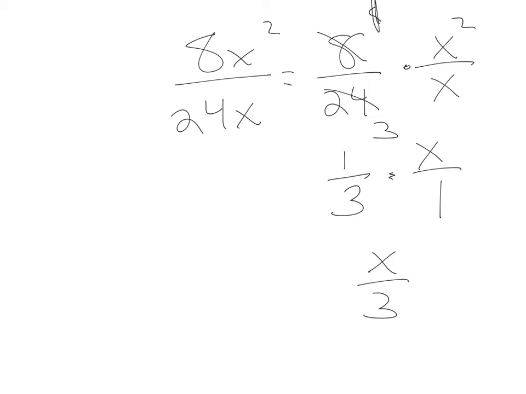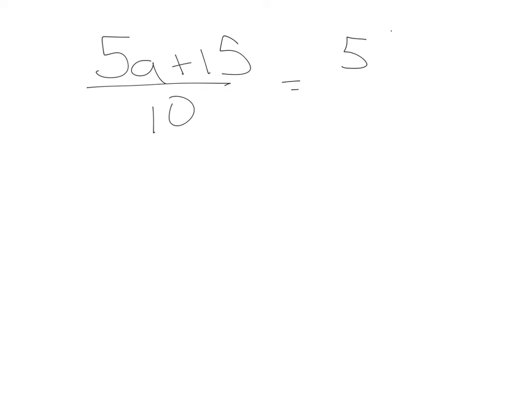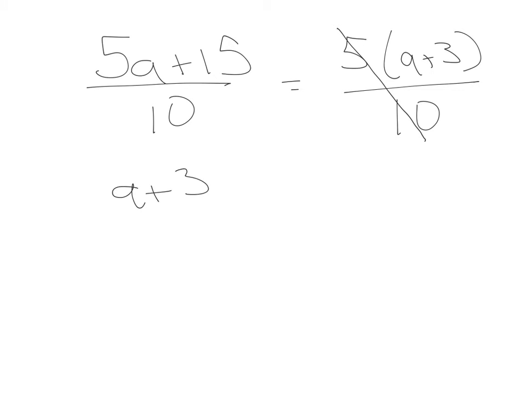In some cases, you might have to factor. Let's look at this case: 5a plus 15, and we're going to divide by 10. Well, initially, you might not see any simplification that can happen here. But if we factor a 5 out of that top expression in the numerator and write this as 5 times a plus 3 over 10, then we can simplify here. And we're left with a plus 3 over 2, because 5 goes into 5 once and 5 goes into 10 twice. Okay, so that's the simplification.